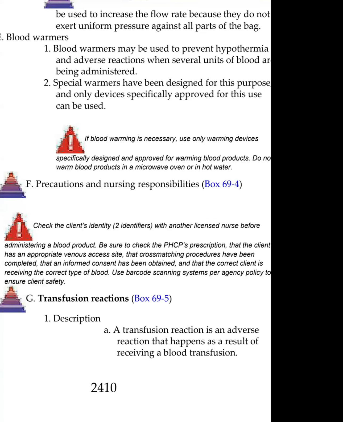Now check this, it is very, very important. This point, underline it. Many questions are around this. You will check the client identity with two identifiers and another licensed nurse.